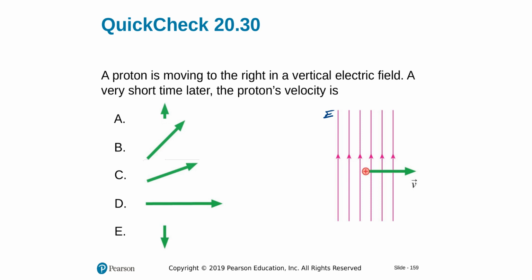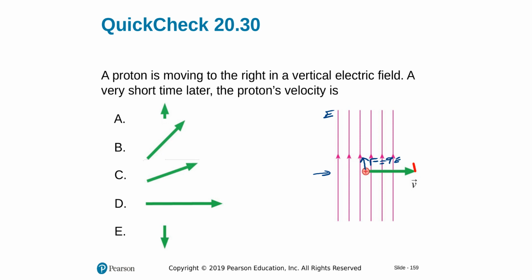A proton is moving to the right in a vertical field, so I assume I throw this proton in here to the right. It has a velocity initially. What will be its velocity a short time later? We know there will be a force upward in the same direction as the electric field. Yes, it's QE, but we don't have to calculate it in this case. What will happen is that this proton will be pushed upward a little bit, so it will be given a little bit of velocity upward.